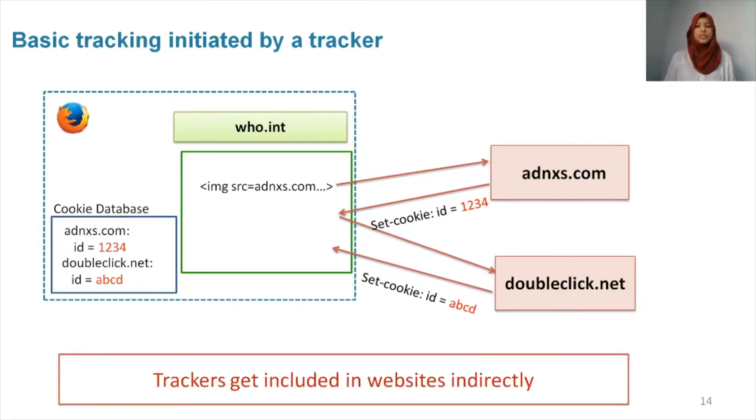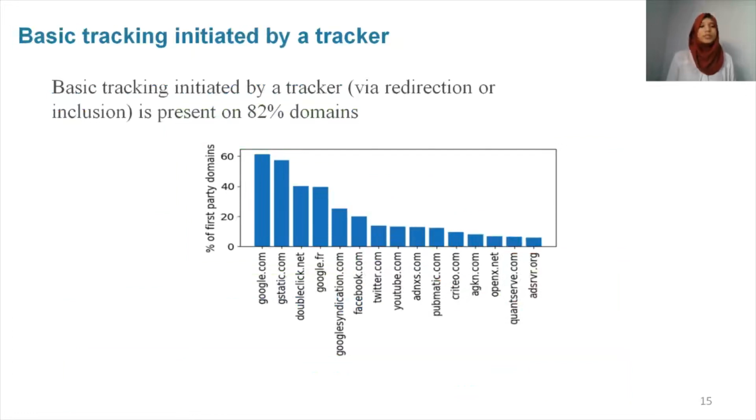Using this kind of behavior, domains can track users on websites where they were not initially included, which makes it even harder for the website developers to maintain all the tracking that is happening in their websites, especially since they may not even be aware of the tracking happening by doubleclick.net in this example. We found this kind of behavior in 82% of the domains.